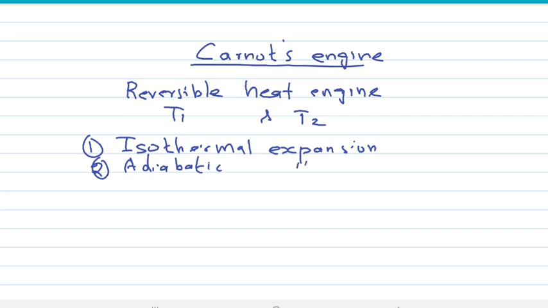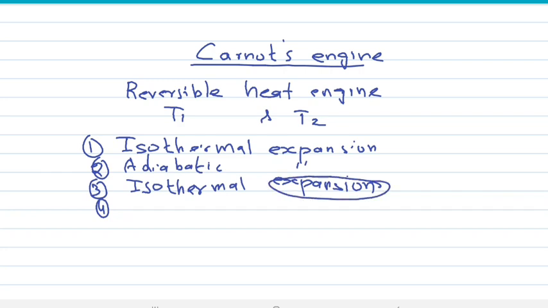will change. Next, the third process is isothermal compression. In this process, we are removing heat. Heat is taken from the source. And the last process is adiabatic compression.